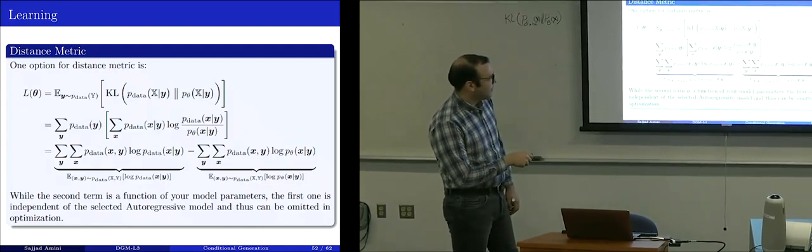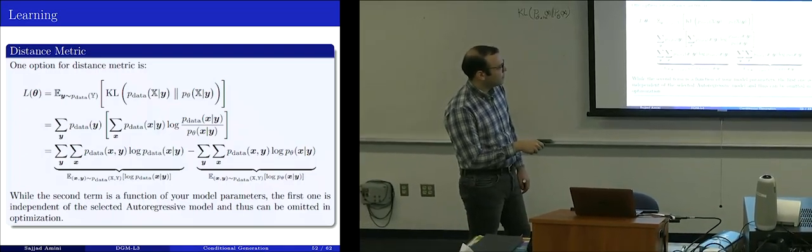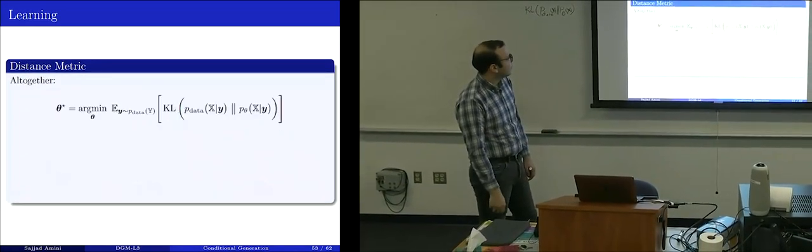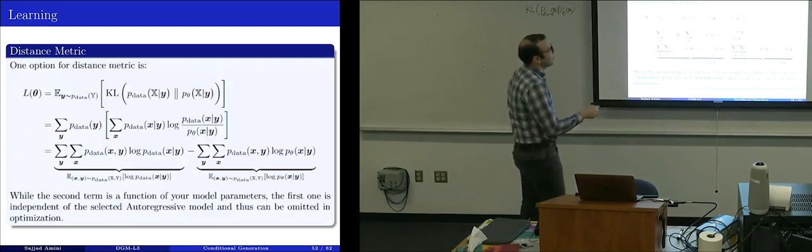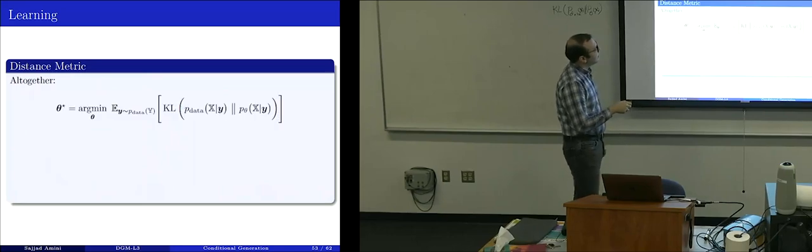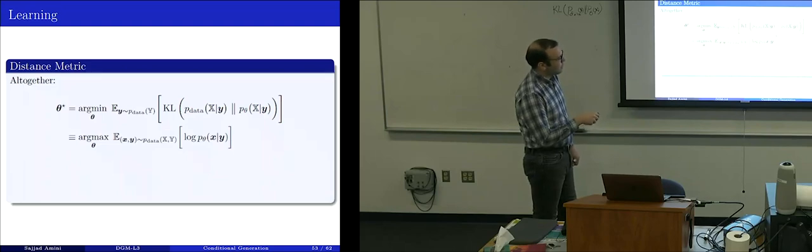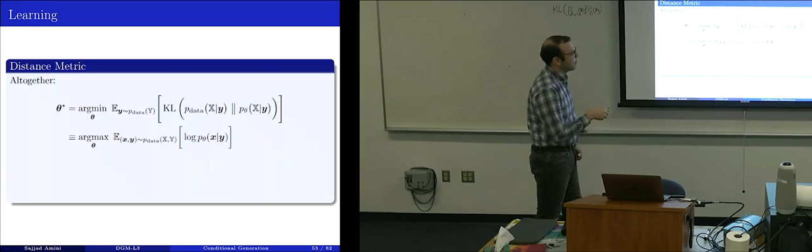Here I write that the first term is irrespective of theta, so it can be omitted from the objective function, and you can keep the second term. So instead of minimizing this distance metric, we can minimize the expectation of this, I omit the negative sign here. We can minimize this function, or maximize this function. We omit this negative sign here.